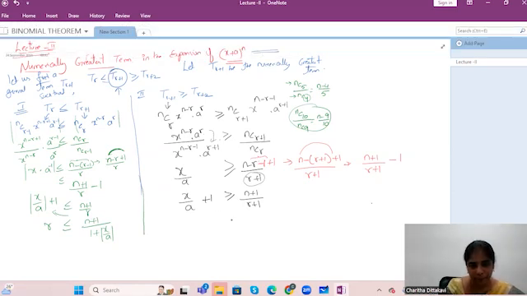Right, let me write. So here your r plus 1 is greater than or equal to n plus 1 upon 1 plus x by a. Right? But what we are talking about is r, not r plus 1. So better take it this way: r is greater than or equal to n plus 1 by 1 plus x by a minus 1.